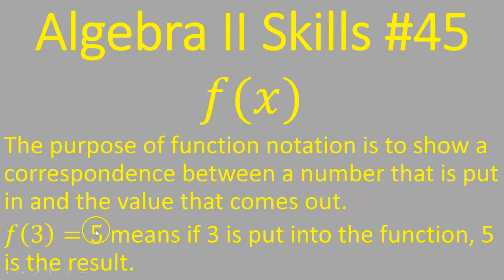But in this particular example, if you say f of 3 equals 5, then you know that if 3 goes into the function named f, then 5 is the result of that. So it puts the ordered pair (3, 5) and associates it with the function named f. So it's a convenient and efficient way of saying that.